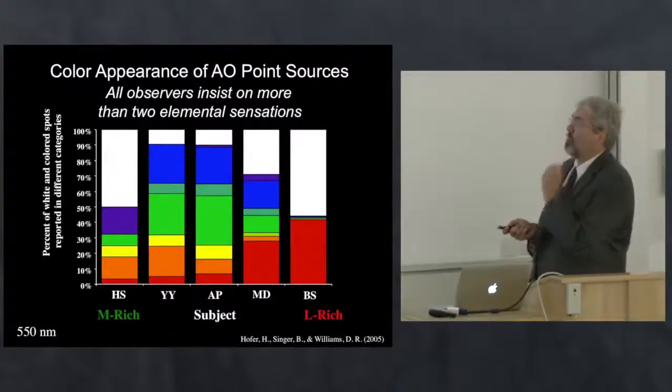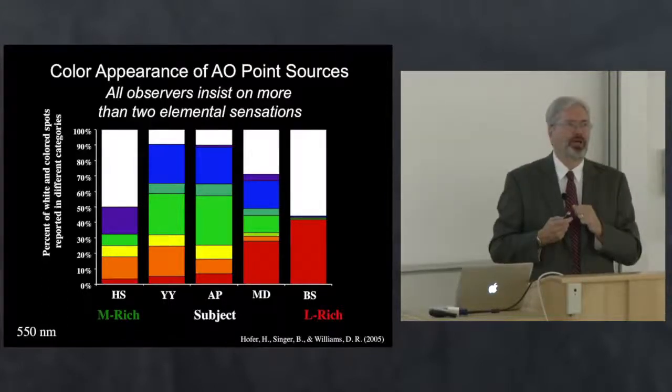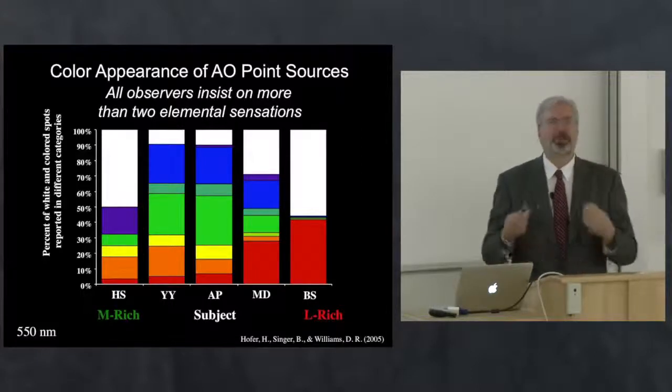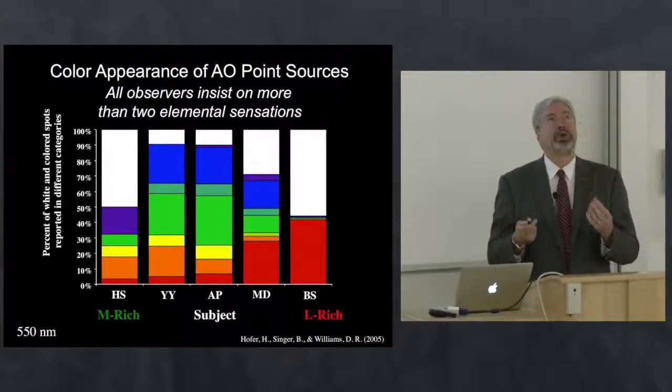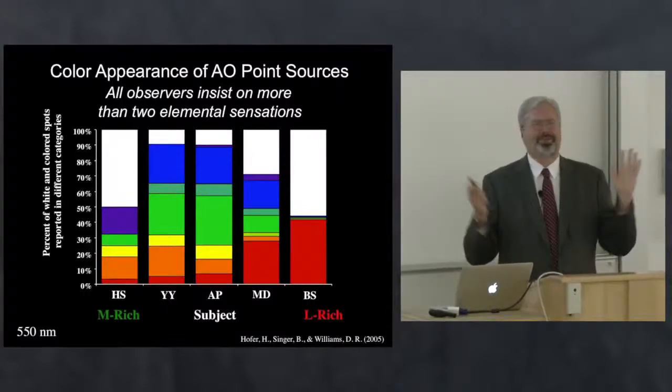And what we noticed in all the subjects, no matter what their L to M cone ratio was, is that they needed a lot more than just 3 color names to describe their percepts. In fact, we started with 3 names, red, green, and yellow, I believe. And they just said, no, you can't do this.